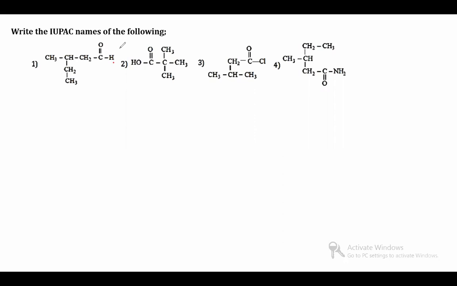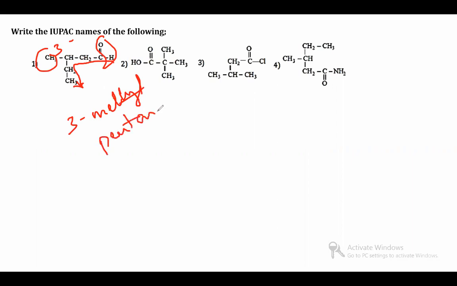We need to consider it from this side to this side: 1, 2, 3, 4, 5. The third carbon has a methyl group, right? And C double bond O, CHO, is the aldehyde functional group. So this will be 3-methyl, 5 carbon atoms, pentane; the E is replaced by al, pentanal: 3-methylpentanal. Are you getting it?